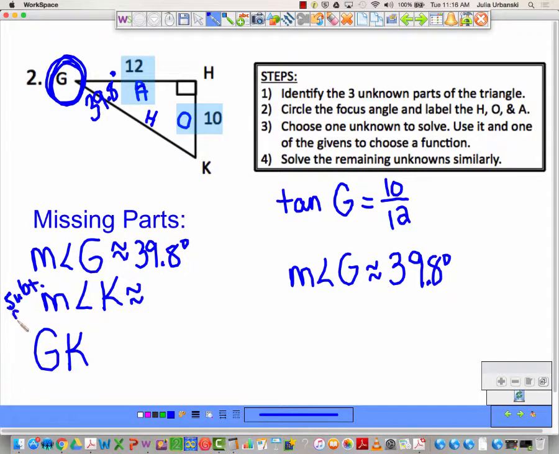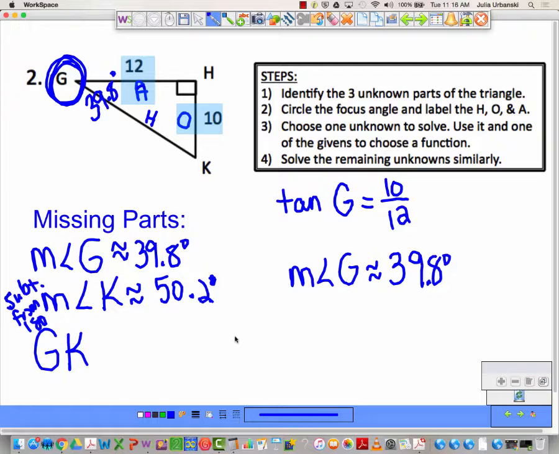Alright, if you want a hint here, when you look back at your notes, it says subtract from 180. That's how we get this one. Subtract everything we know from 180. 50.2. Now that's an estimated answer, but you get an estimated answer either way. 50.2 degrees.